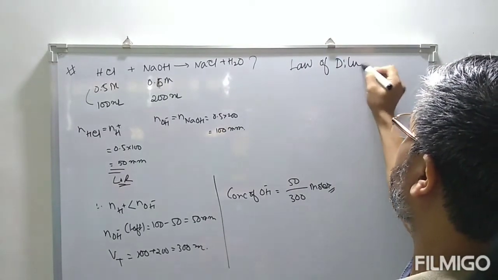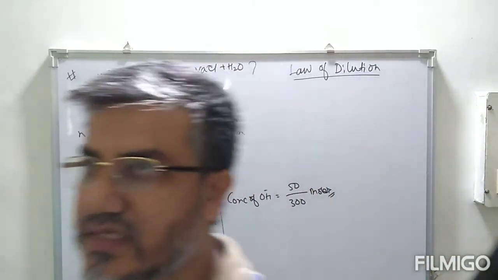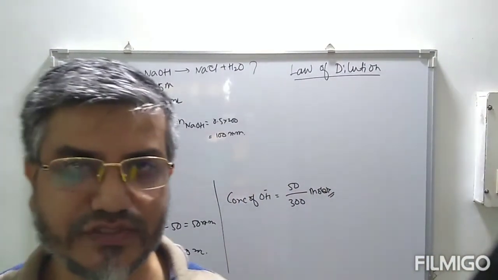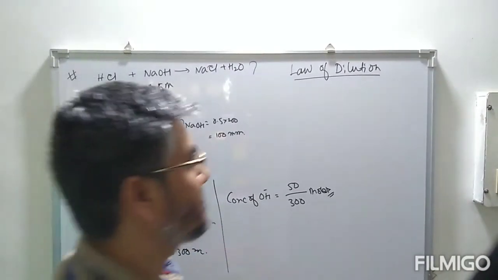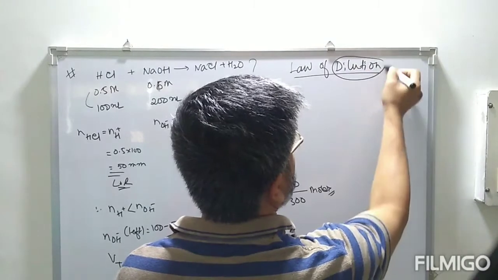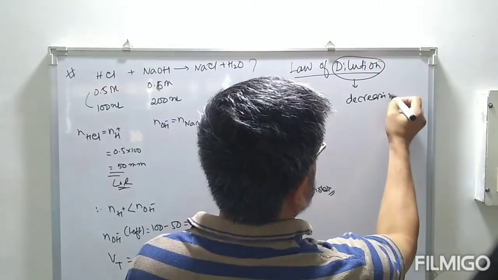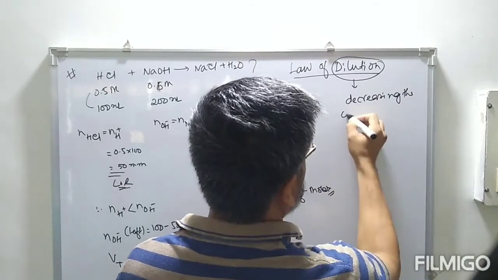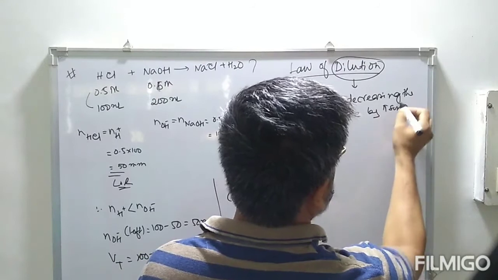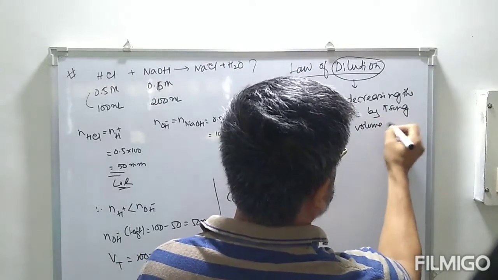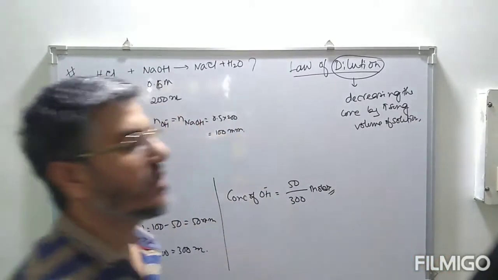Law of dilution. Dilution means decrease in concentration by increasing the volume of solution. Decreasing the concentration by increasing the volume of solution. This is what we mean by dilution.